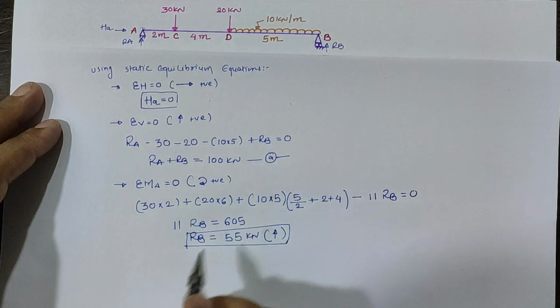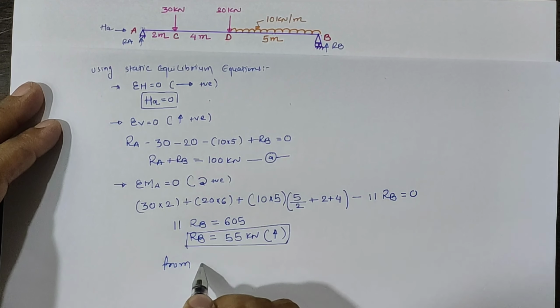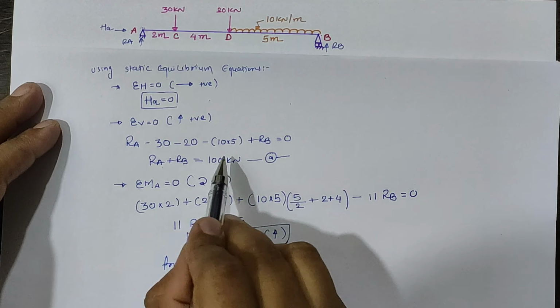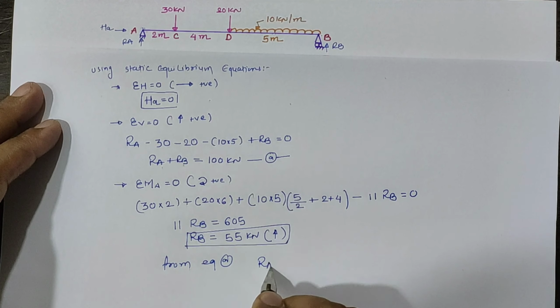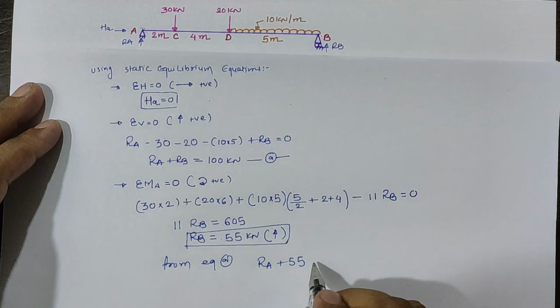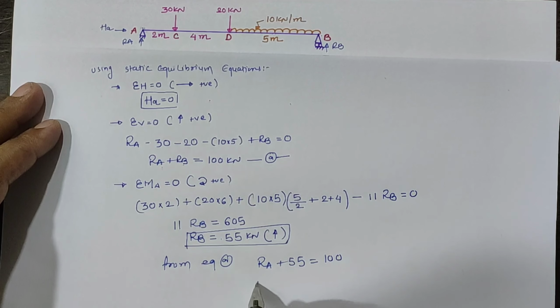Now from equation 1, we have RA plus RB equal to 100. If we put the value of RB as 55 in equation 1, we have RA plus 55 equal to 100. So RA is equal to 100 minus 55, which is 45 kilonewton, and the value is positive, which means that our assumption is okay.